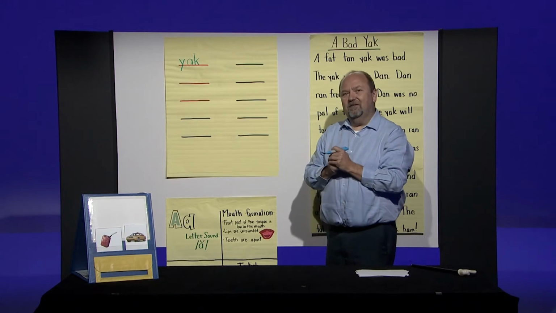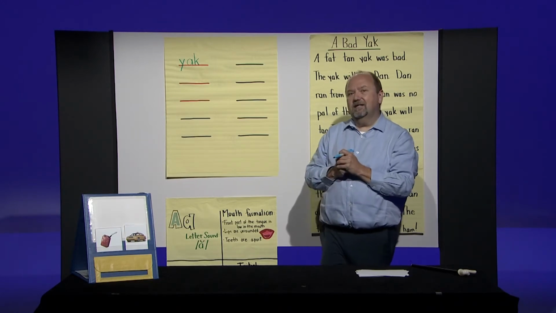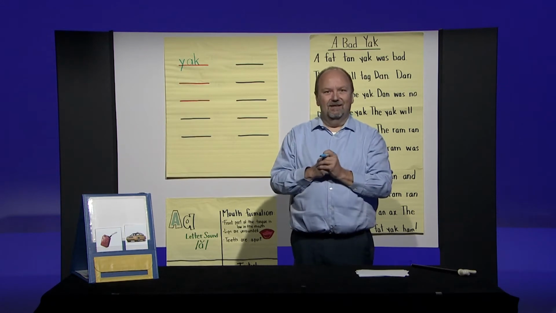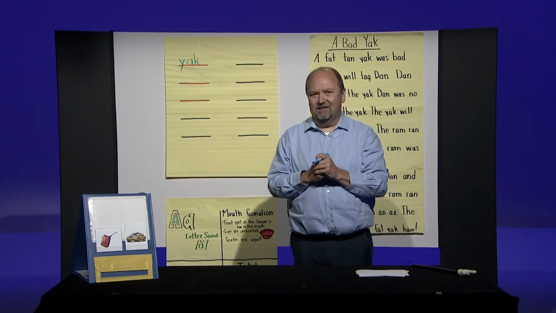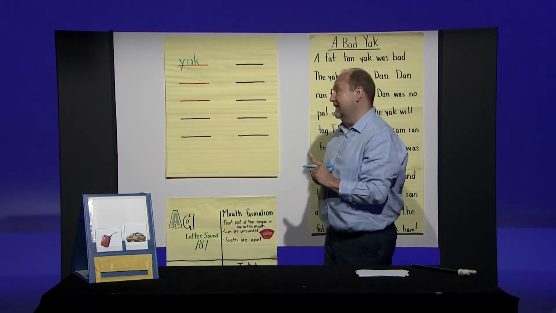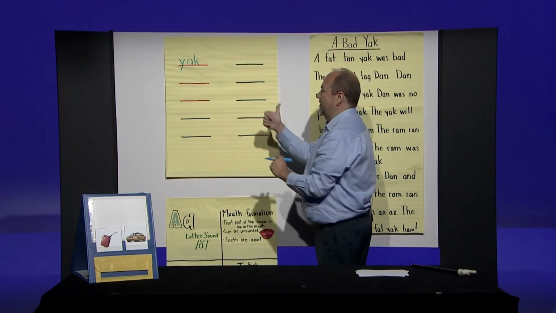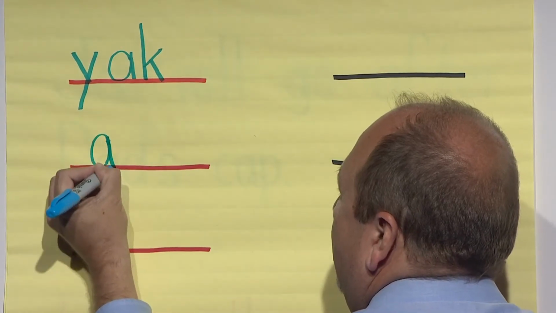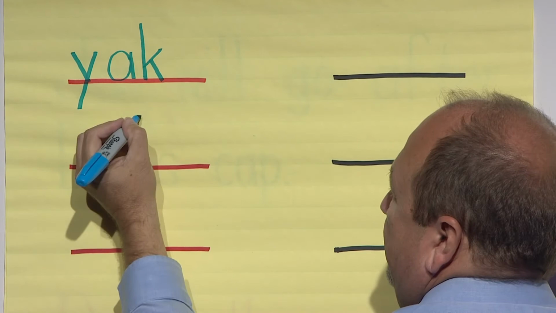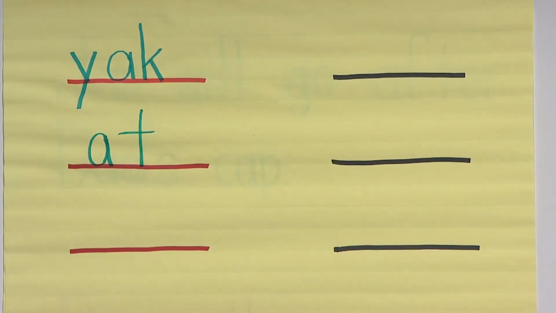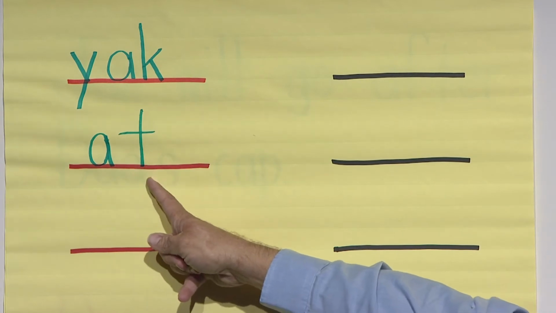Let's do a word together. Our word is at. What's the word? At. How many sounds do you hear in at? A, t. I hear two sounds. Let's write those sounds. A, t. Did you write the letters A, T with Mr. Kenny?